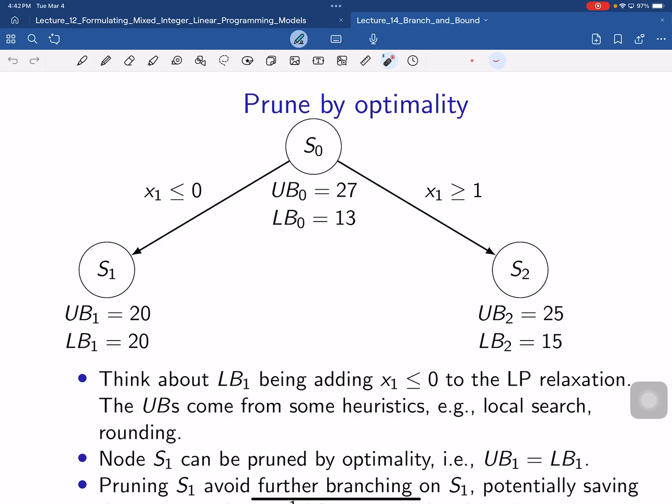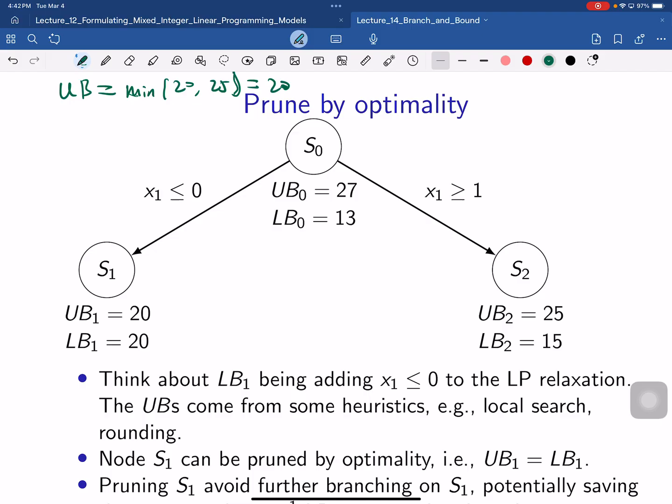Now, what is the upper bound for this problem now, after you branch? 20, right? Because the feasible solution you find at S1 is 20, and the feasible solution you find at S2 is 25. Therefore, the best feasible solution you find on all the nodes is 20. So you could say at this stage the upper bound is the minimum of 20 and 25. So this is 20.